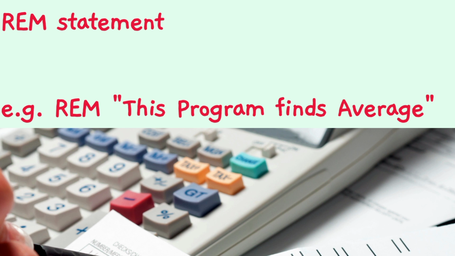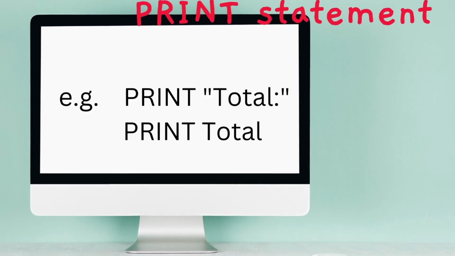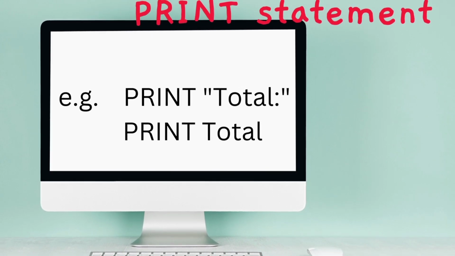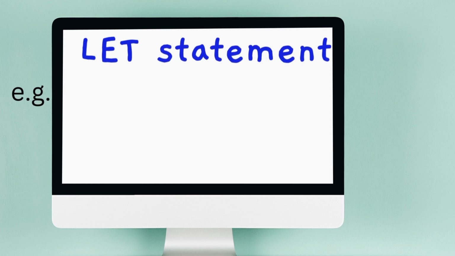Now we have the print statement. The first print statement is just like your remark statement, while the second one tells the compiler to print the value of total. The let statement. This is used to assign value to variables. For example, we have assigned the value 9 to A by saying let A equals 9. The 10 by the side is just a line number.